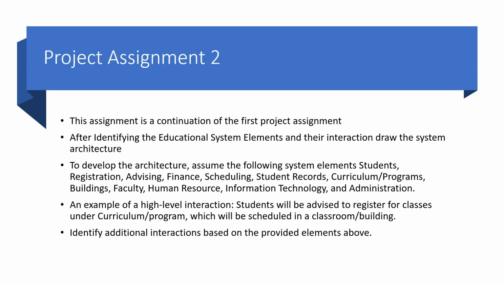Then you need to identify additional interactions based on the provided elements above. Whatever interactions you can recognize, you have to add them to the architecture. And usually, I will show you, we add those interactions as text on the line that connects the two systems.